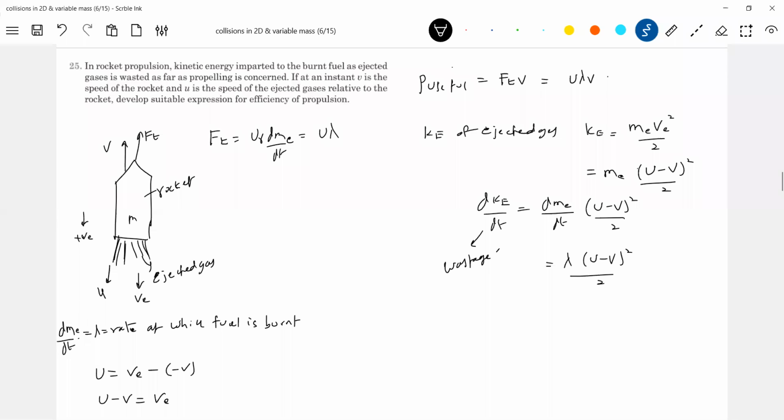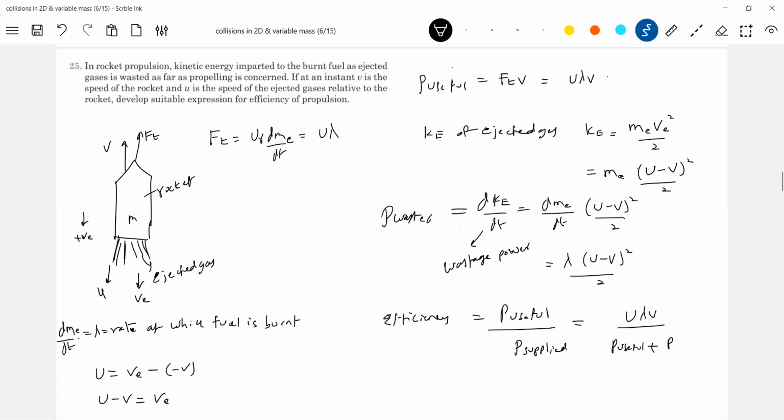Wastage, power or energy. Any use of this ejected gas, nothing, no? That much of power will be lost here. So then how do we define efficiency? This is a useful power. What is useful power? The power which will impart momentum to the rocket, divided by total power supplied to the rocket. Total power supplied here. So what is useful power? U lambda V. What is the total power supplied? Useful power plus power due to wastage or wasted power.